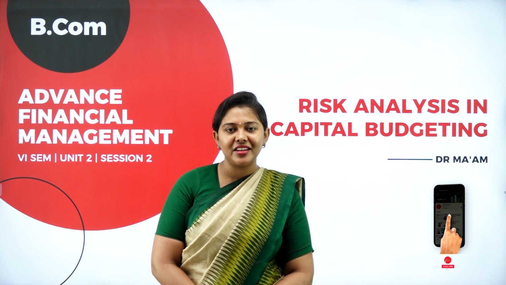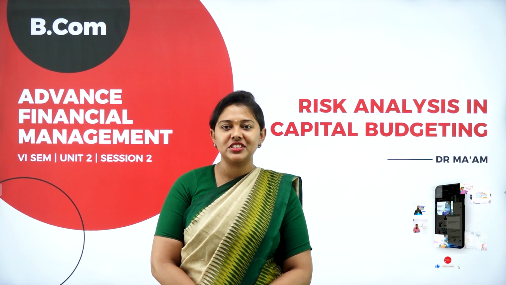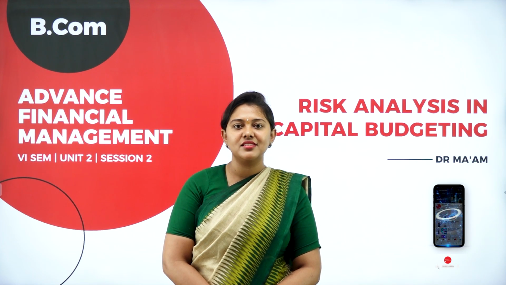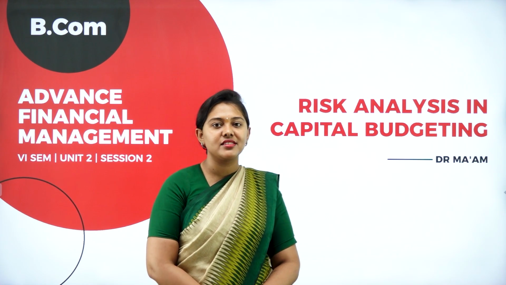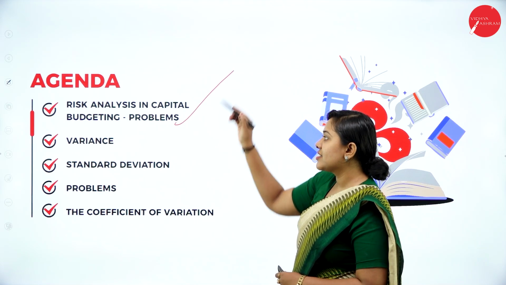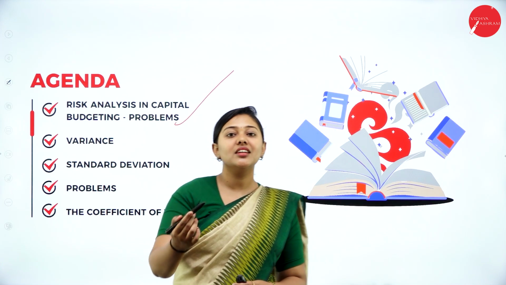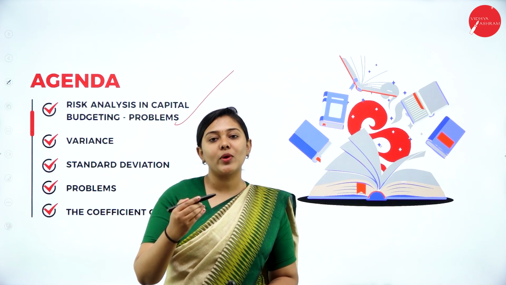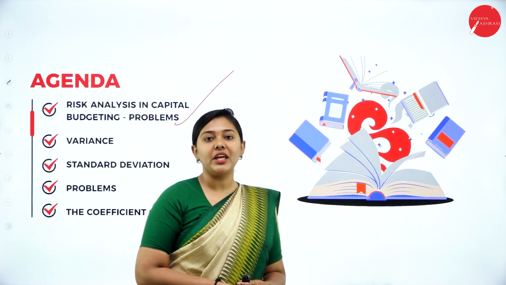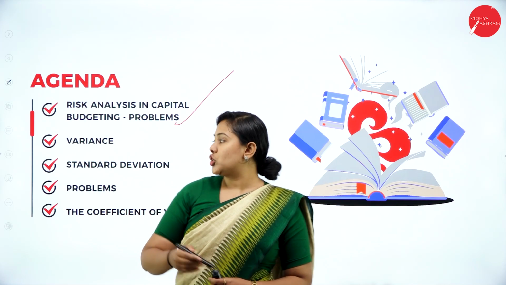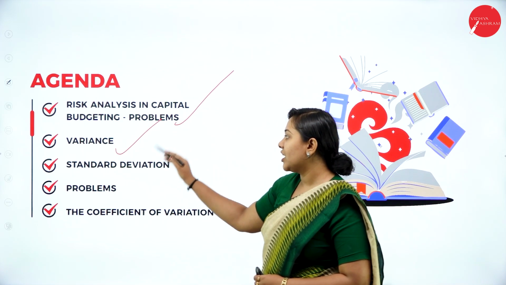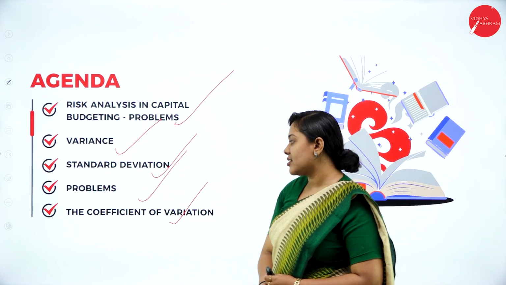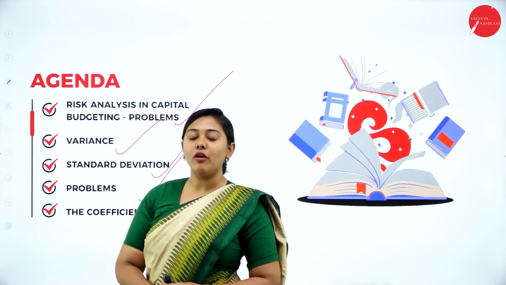It's my honor and privilege to welcome you all for the session 2 on your unit 2, risk analysis and capital budgeting. That is single period NPV calculation, that is expected net present value calculation, and multiple period net present value calculation, and we'll discuss what is variance, standard deviation and the problems on that, and later we'll be discussing the problems on the coefficient of correlation.